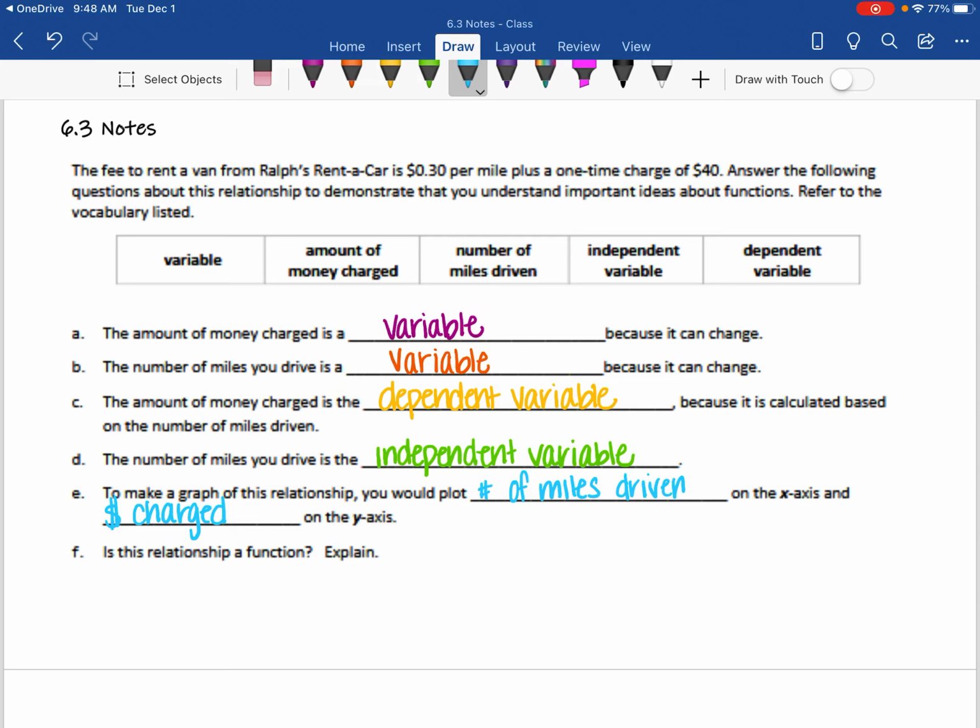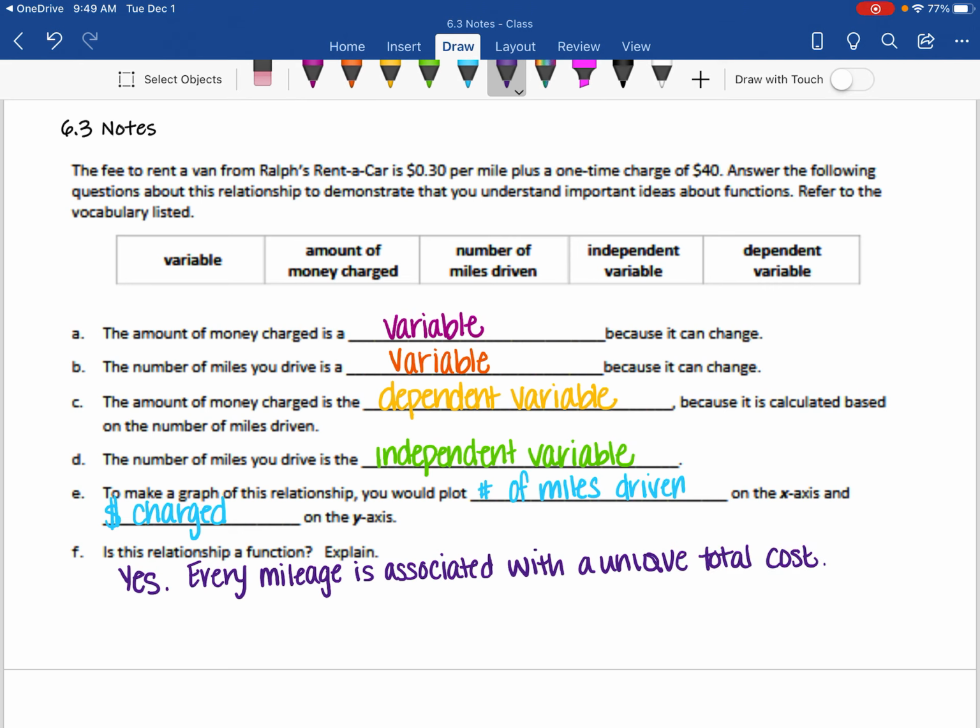Okay, is this function a relationship? Explain. Okay, so this kind of goes into what we did yesterday. So we can't just say no repeating x values. We have to talk about context. So yes, this relationship is a function. And we can say that every mileage is associated with a unique total cost.